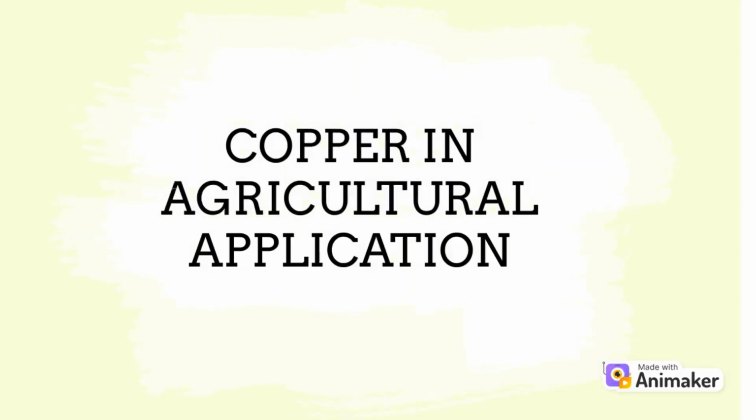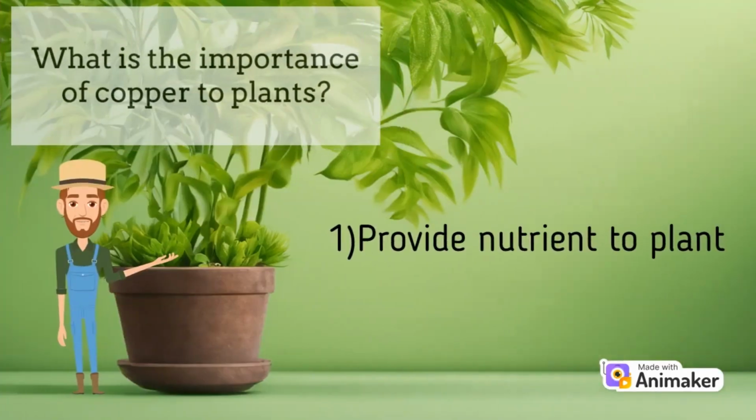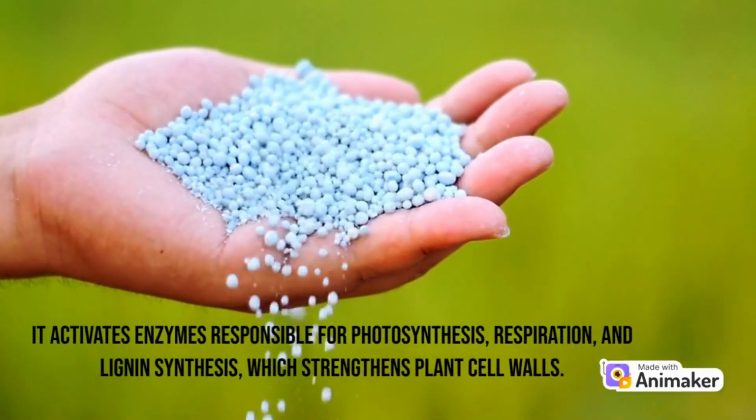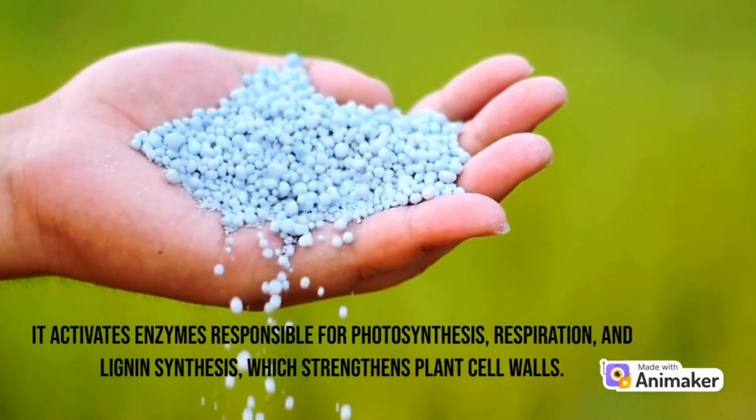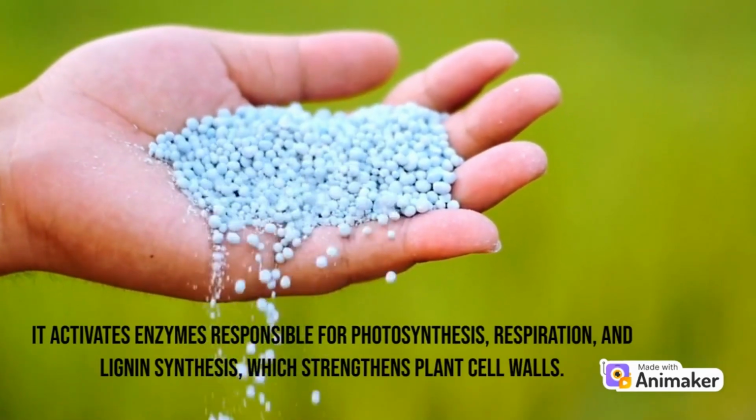Next, let's talk about the application of copper in agricultural practices. What is the function of copper to crops? One of the importance of copper is to provide nutrient to crops. Copper is one of the crucial nutrients needed for the plant. Copper helps to activate enzymes for photosynthesis, respiration and lignin synthesis.